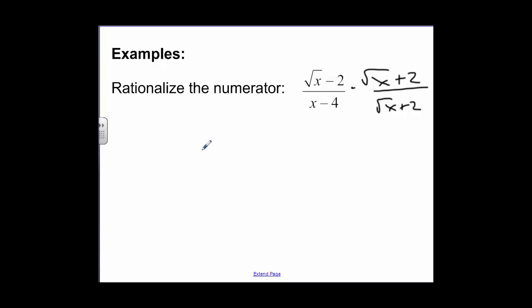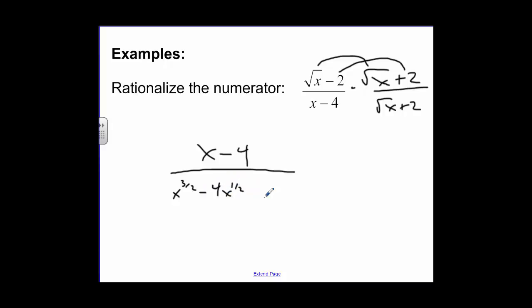So if we do this properly, the top should become x minus 4. When you times those together, you'll just get x. When you times those together, you get minus 4, and it's a difference of squares. The middle terms will cancel. On the bottom, it's a little more challenging. X times root x is going to give you x to the 3 over 2. Minus 4 times root x is going to give you minus 4x to the 1/2. Those are the tricky ones.